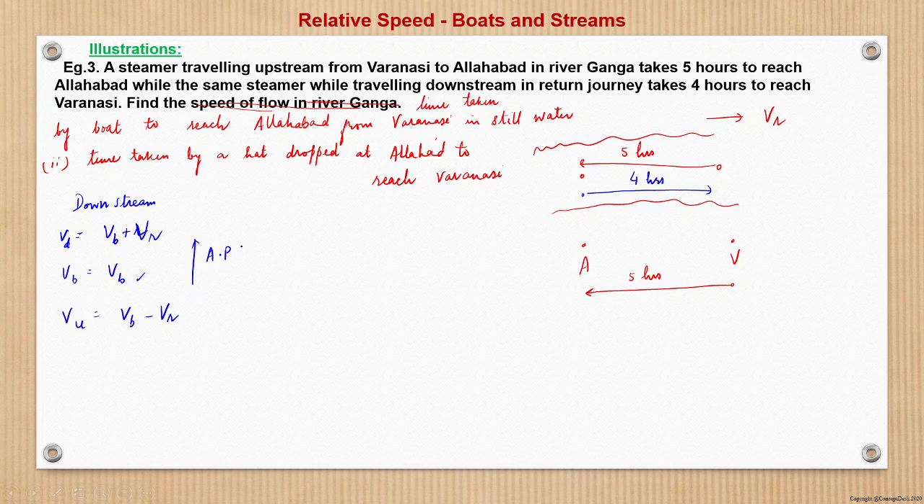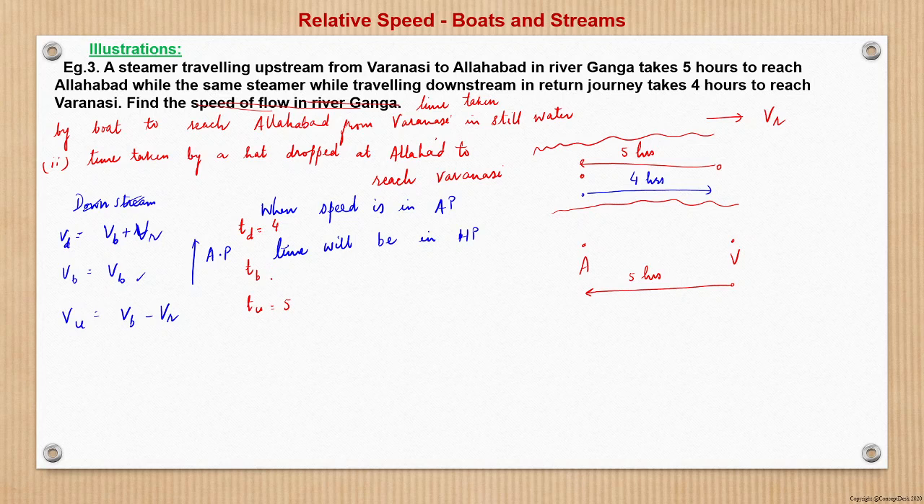So now, as we had seen earlier also, when speeds are in AP, the time will be in HP. This is an important concept. When speed is in AP, time will be in HP. Right. So time was, say, suppose TD, this is TB and this is TU. TD has been given as time downstream is 4 hours, time upstream is 5 hours.